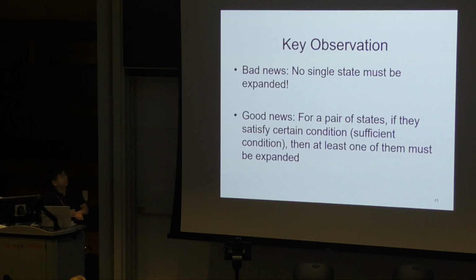So we seem to have some very bad news. Since bidirectional algorithms can behave very differently from each other, they have different meeting points, and they can expand different sets of states. So there is no single state that is surely expanded by all algorithms. But we have some good news. The good news is that in our theory, if a pair of states satisfy some condition, which we call the sufficient condition, then at least one of them must be expanded.